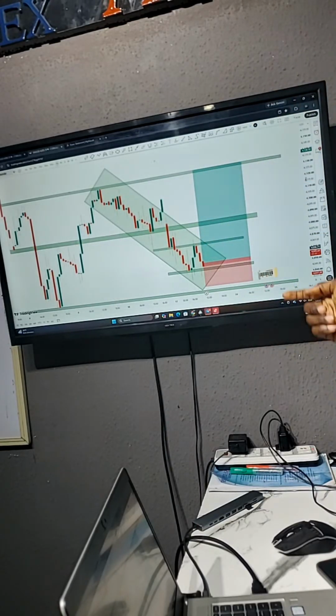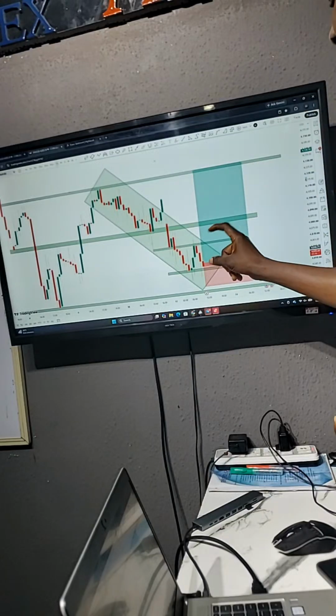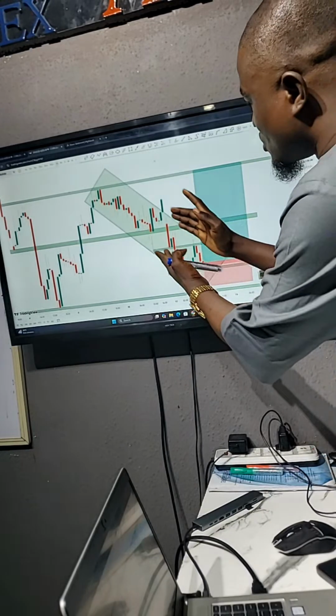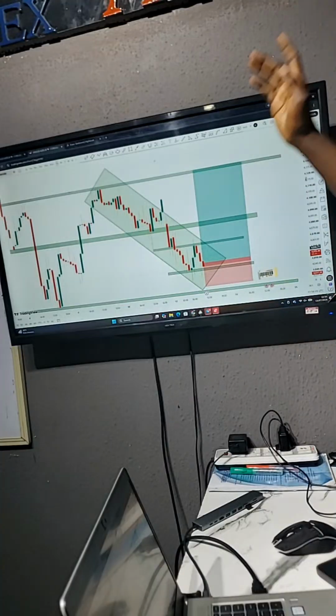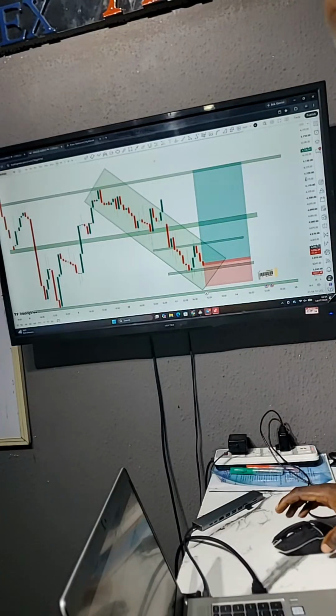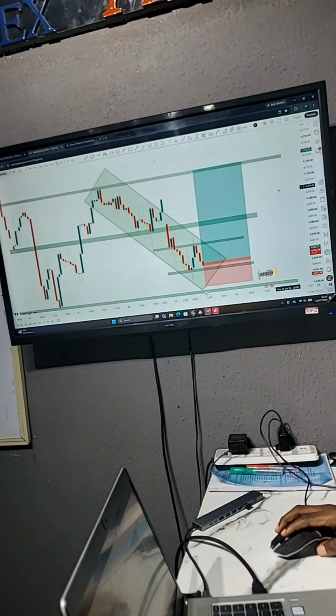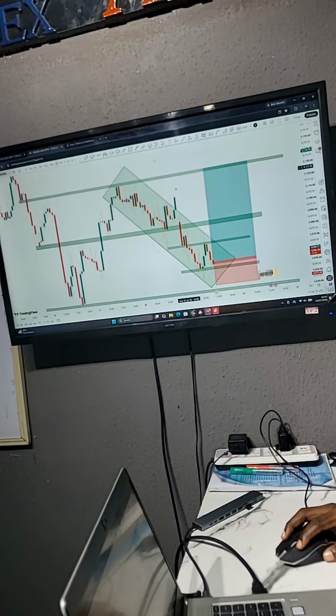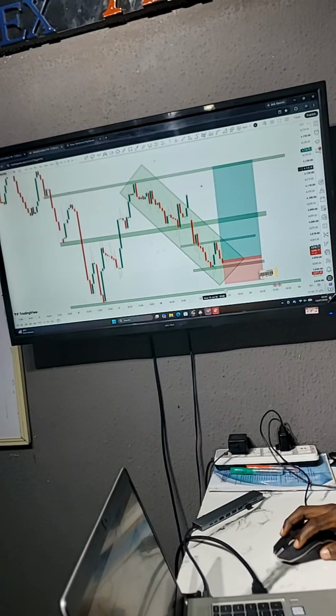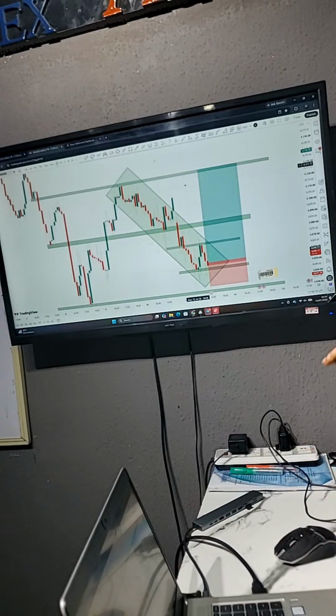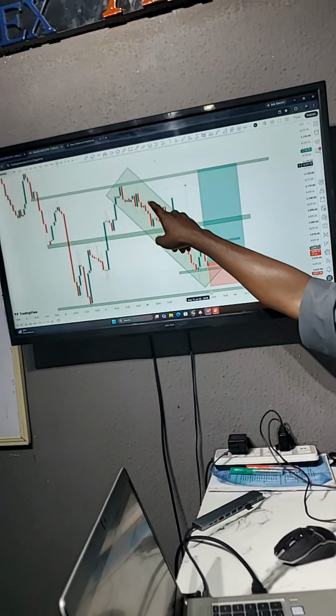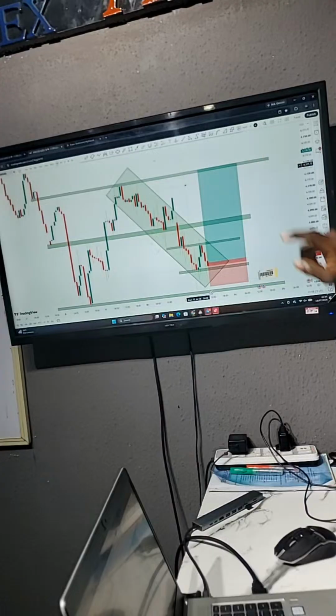So now, let's do the top-down analysis again for us to be sure why we did this particular trade and why I will still take another buy trade. You see, our initial analysis last week Friday was that this market did what it did last week because our analysis was for the market to do a short-term sell, then continue the buy.